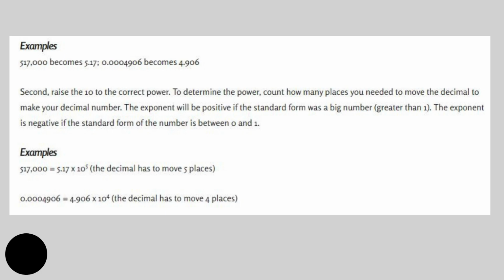Here is the example. Second, raise 10 to the correct power. To determine the power, count how many places you needed to move the decimal to make your decimal number. The exponent will be positive if the standard form was a big number, that is, greater than 1. The exponent is negative if the standard form of the number is between 0 and 1. So here you see the decimal has to move 5 places, and in another number, the decimal has to move 4 places.